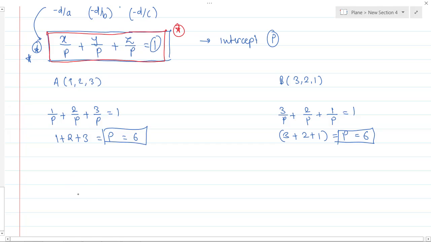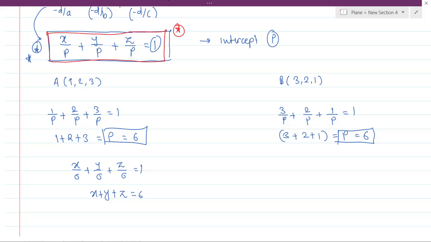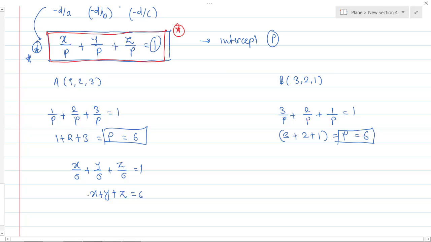So what you get is x plus x by 6 plus y by 6 plus z by 6, it is equals to 1. So if I multiply on both sides by 6, what you will get? x plus y plus z, it is equals to 6. So this is the required equation of the plane. This is the second equation of the plane here, which is making an intercept of 6.